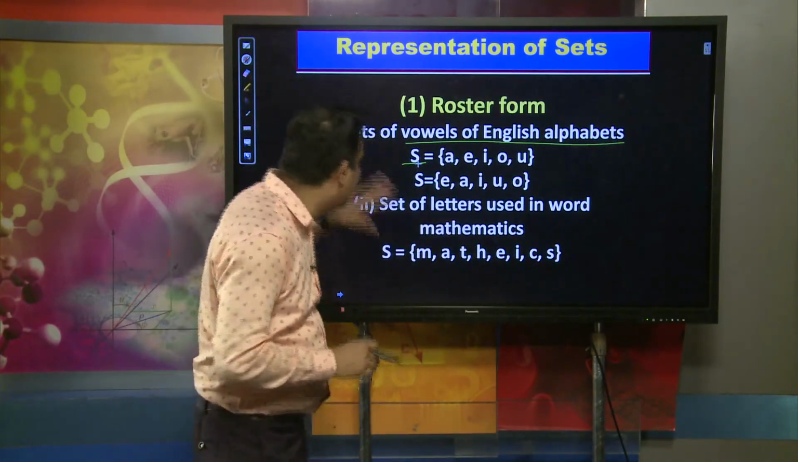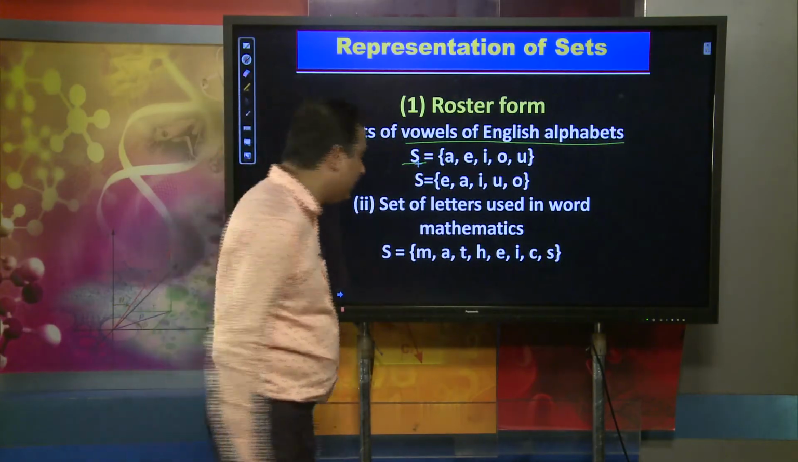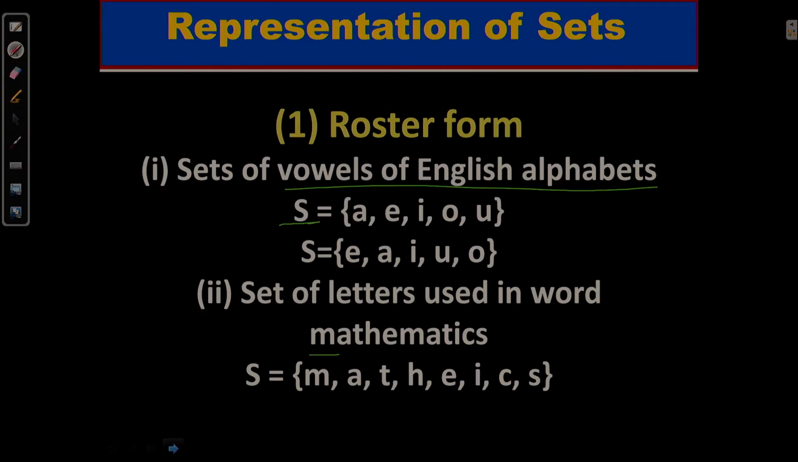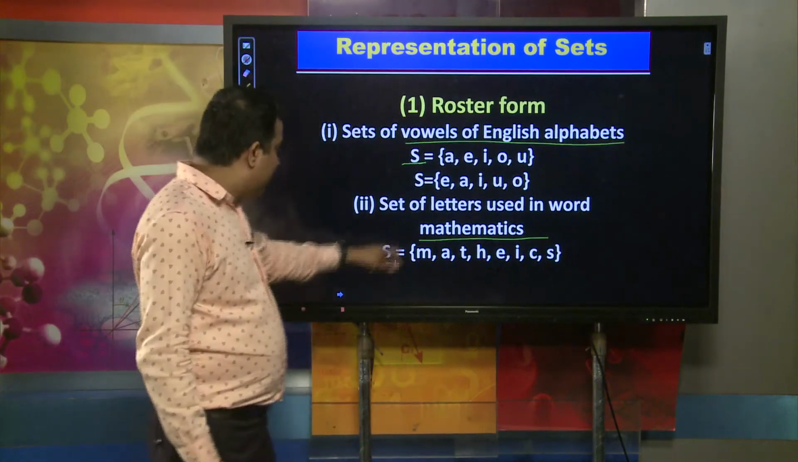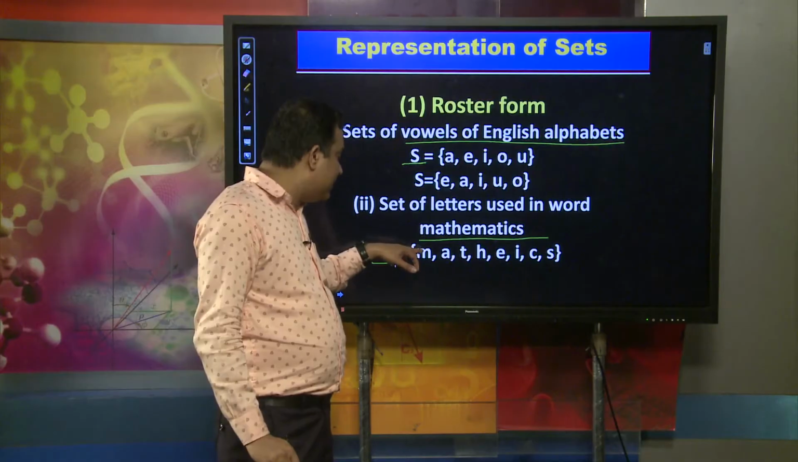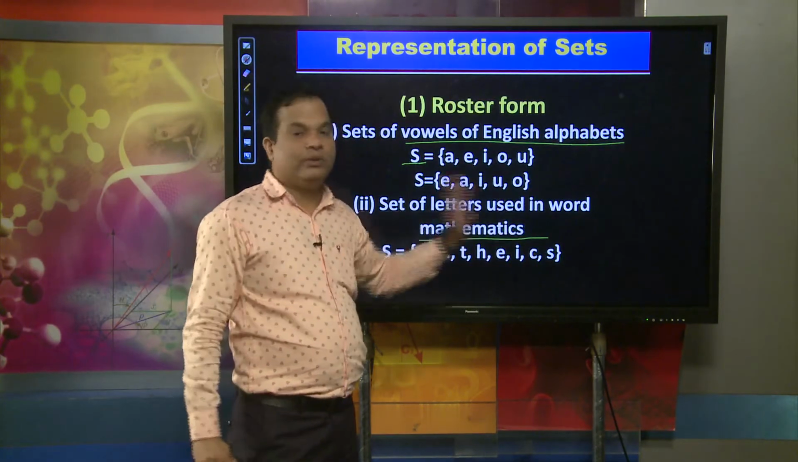Okay, suppose second example, the set of letters used in the word mathematics. Remember, we know the spelling of mathematics. So we form the set by taking the letters from the word mathematics. Suppose the set is S, written in a capital letter, and the important thing is the elements are written in small letters, and they are put within a bracket.